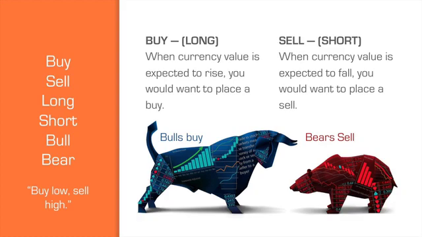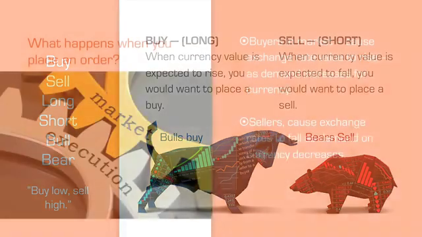Something else to pay attention to. You see the picture, the bulls versus the bears. Bulls are all buy orders. And bears are all sell orders. So if you hear the market is bullish today, that means it's an up market. The market is rising. If it's a bearish market, that means the market is going down. So bulls versus bears. A bull is going up like a buy or going long. Bear is the sell going down, or going short.